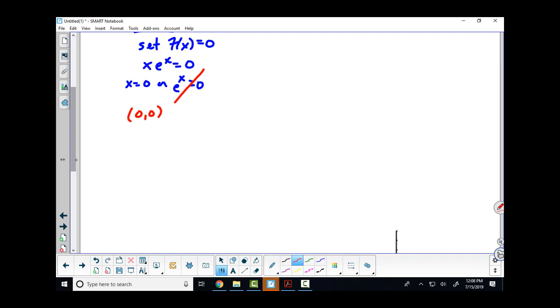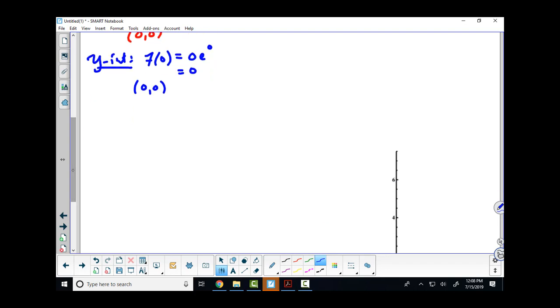Now what do we find? Kevin, what do we look for next? The y-intercept. And we've already answered that question, right? Because to find a y-intercept, we evaluate the function at 0, but that's just 0. So what's the y-intercept? 0, 0. Alrighty, so that's our y-intercept.